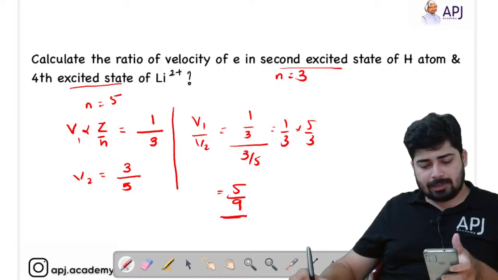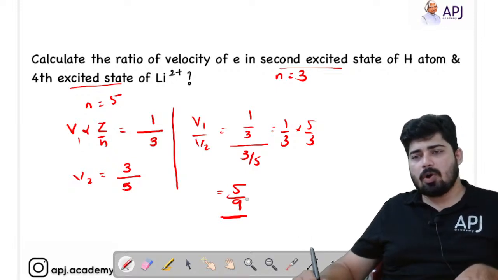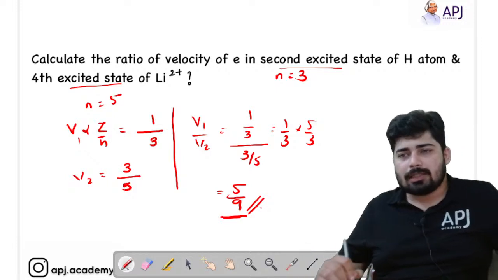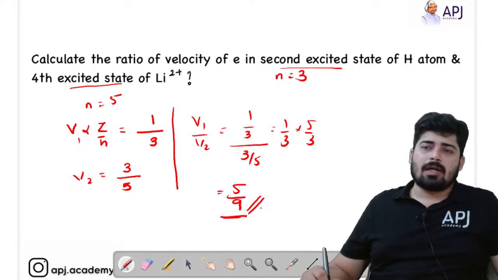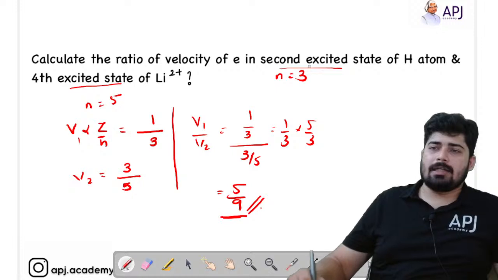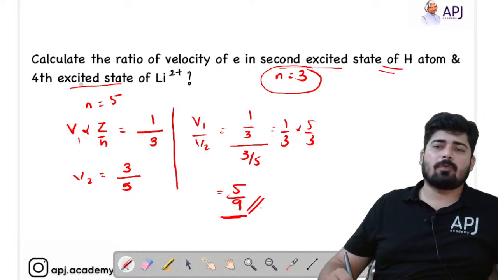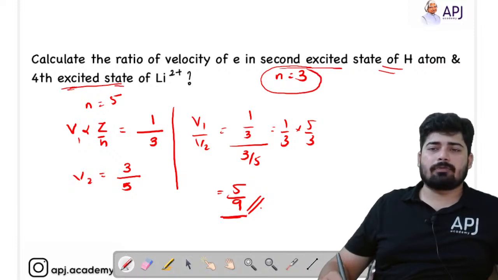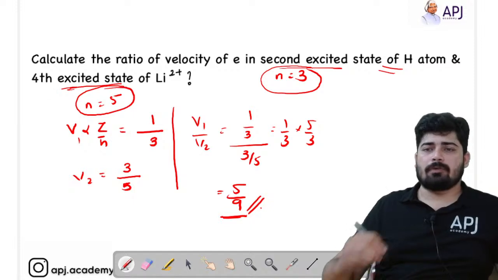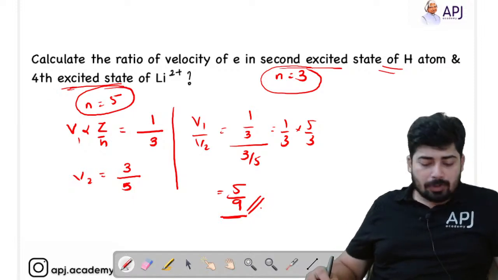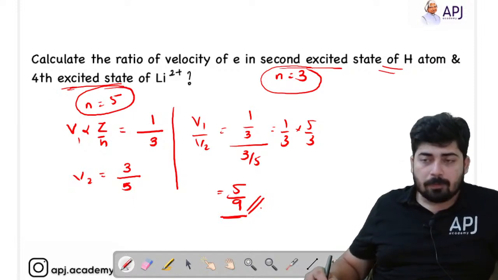So that's it, students. That's all about the velocity ratio of the given condition. The second excited state of hydrogen atom, you have to take it as n equal to 3, and the fourth excited state of lithium, you have to consider it as n equal to 5. Okay students, I hope this is clear for you.